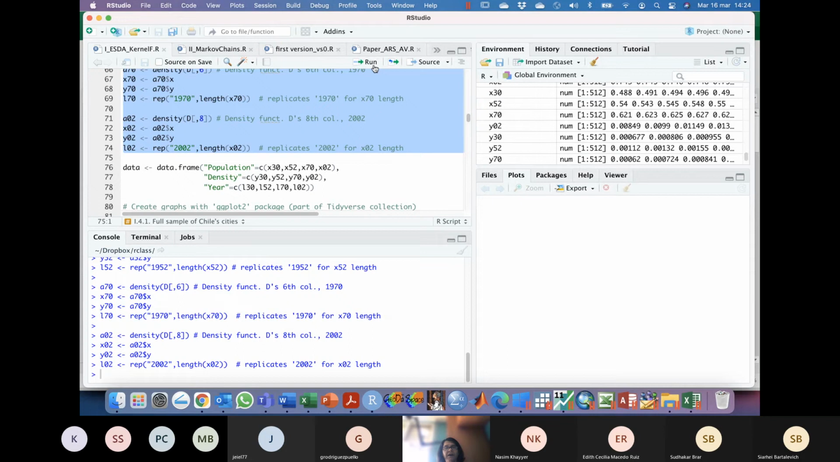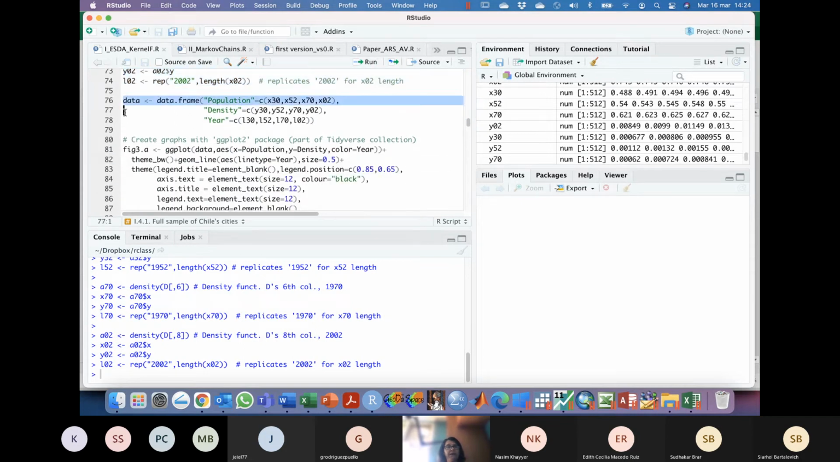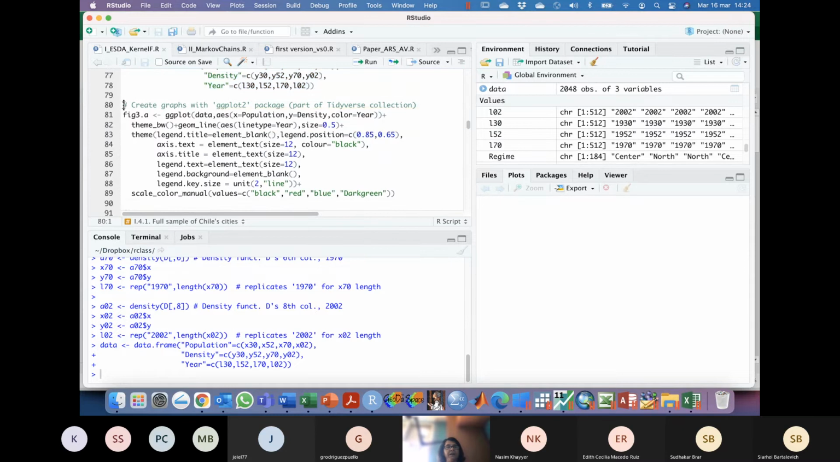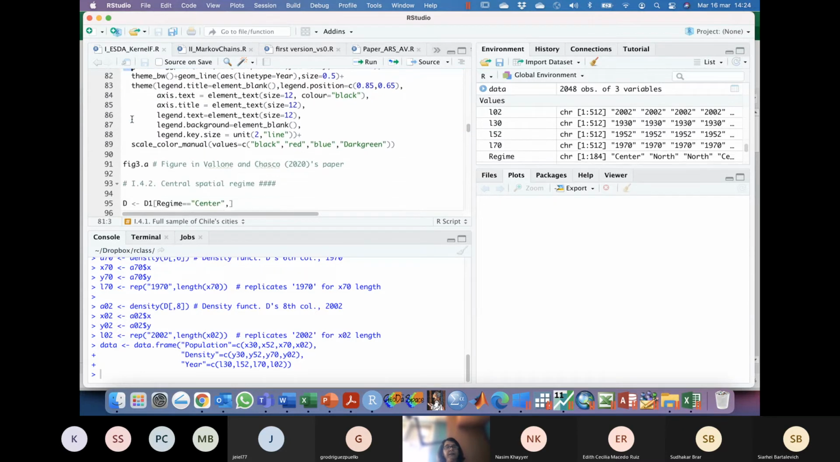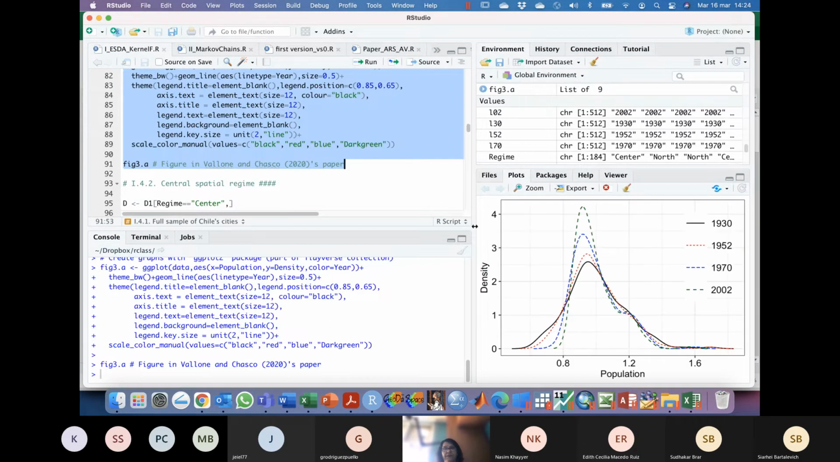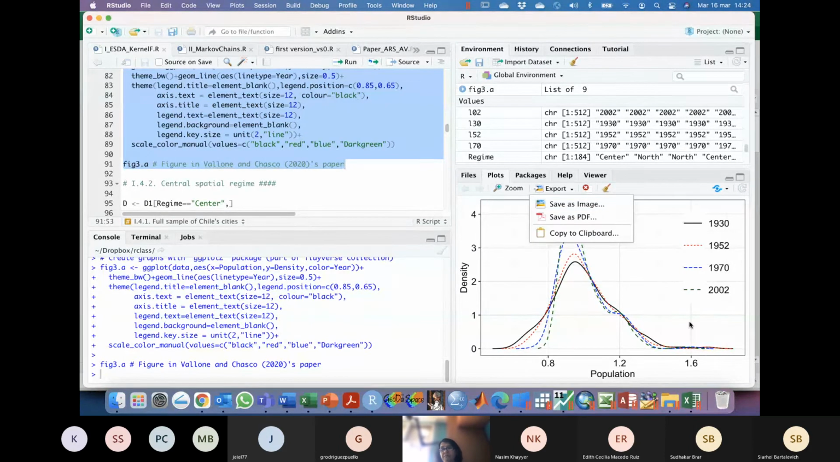Okay, so I run, get the data, and now with the data frame, I combine the vectors for population, density, and year in order to create the maps. Well, these three are the figures in our paper. If you want to compare, we get here the figures. So you can export, for instance, this figure. Pressing export, you can copy to clipboard.